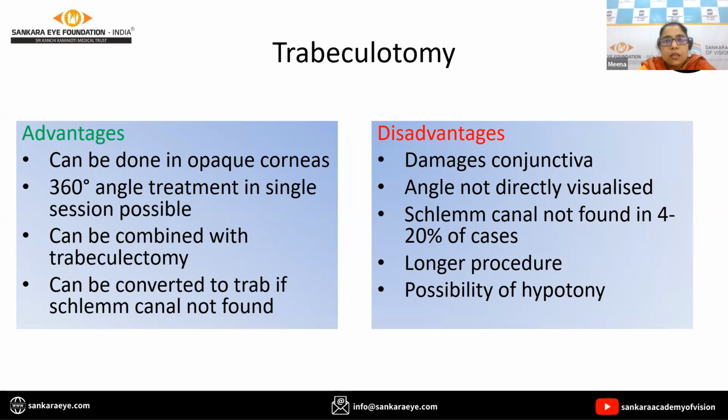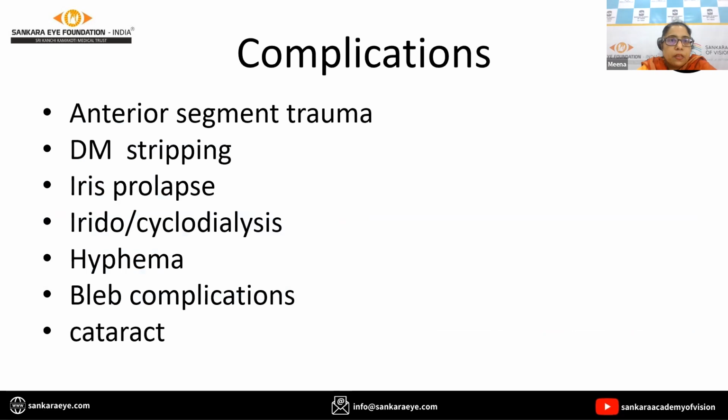The disadvantages being, yes, we are going through the conjunctiva, so there can be conjunctival damage. The angle may not be directly visualized, and in a few cases Schlemm's canal may not be found. It is a considerably longer procedure, and the chances of hypotony are slightly more when compared to goniotomy.